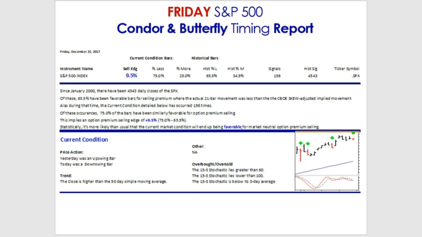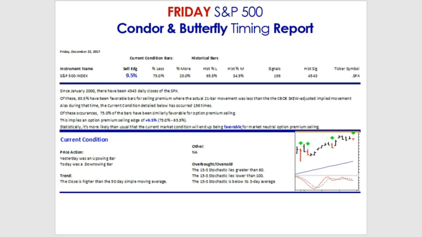Now, also since January of 2000, our current market condition that I just went over has occurred 156 times. Now, of those 156, 75%, 3/4, have been similarly favorable for premium selling. Now, that's more than the benchmark historical baseline of 2/3. 3/4 is more than 2/3. So we have an edge. This implies an option premium selling edge of 9.5%.